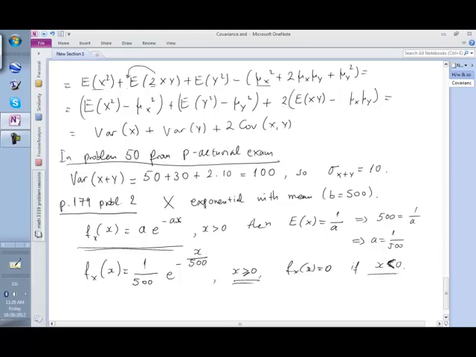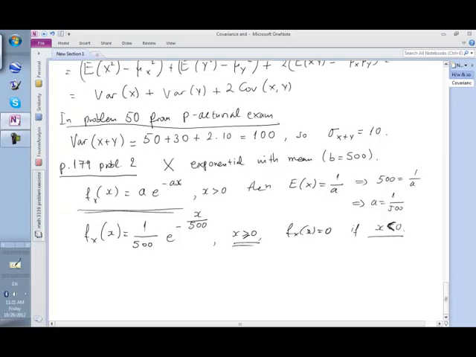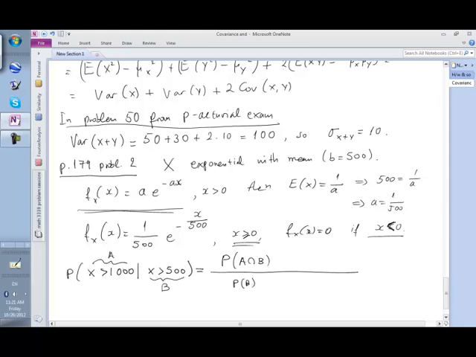That's the correct notation. Now the problem is asking me to find the conditional probability that X will be greater than 1,000, given that already X is greater than 500. So what I do here is essentially use the definition of conditional probability. So I have two events, event A and event B here. So that will be the probability of A intersection B divided by the probability of B.